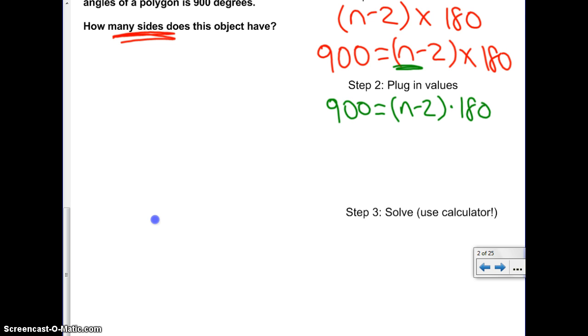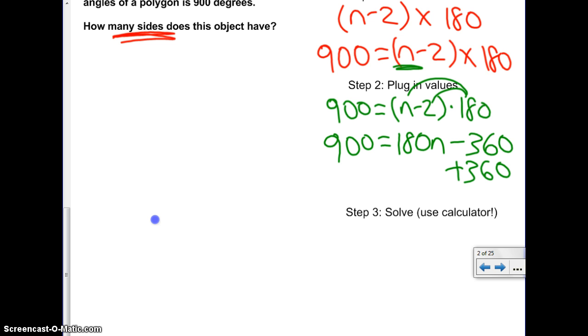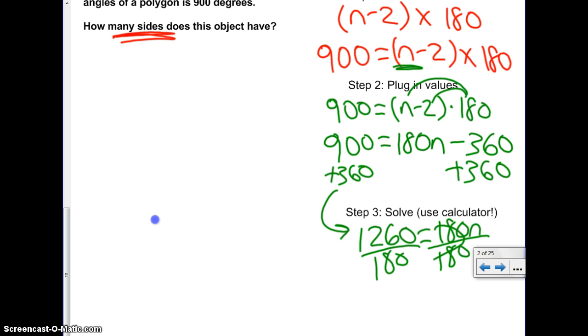And it's something you've seen before. How do we get rid of those parentheses? Well, we distribute. Very good. So we have 900 equals 180 times n, which is 180n, minus 360. And from here, I know you all know you have to get the variable by itself. We're going to add 360 to both sides. And what we're going to end up with is 1260 equals 180n. Get n by itself. And what we end up getting is a final answer. Drum roll, please. It's 7. So that means the number of sides in this object was 7.